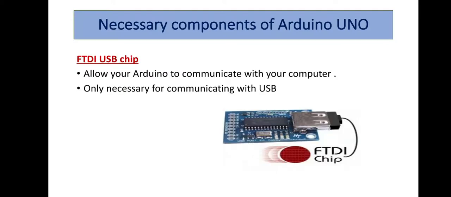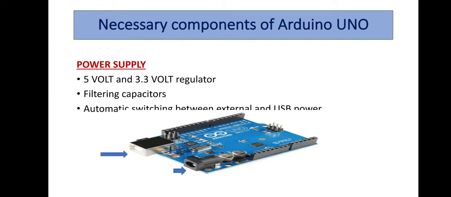Next is the USB chip. It allows the Arduino to communicate with other computers or your computer, only necessary for communication with the USB. So the only purpose of this is communication. Power supply, as we have already discussed earlier, requires a 5 volt or 3.3 volt regulator, filtering capacitors, and automatic switching between external and USB power.